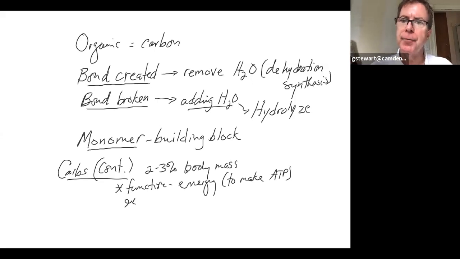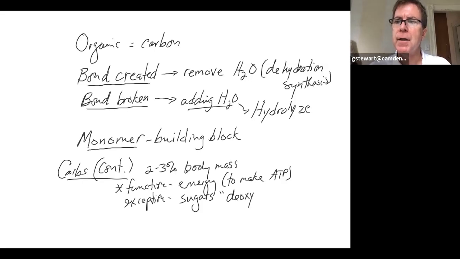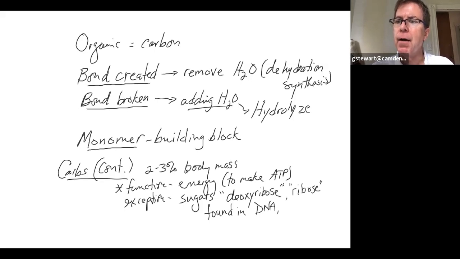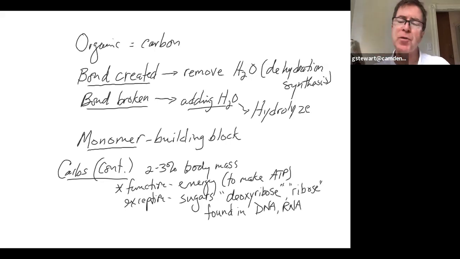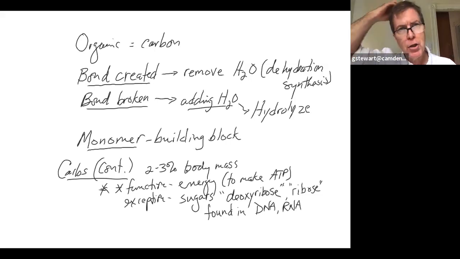But there's an exception. And the exception to this carbohydrate energy function rule is there are sugars, and they are called deoxyribose and ribose. Those are just two simple sugars. And they are found in our genetic material. So they're found in DNA and RNA. And they have structural functions, not necessarily energy functions. So that's just an exception, but pretty much all other carbohydrates' purpose or function is to create energy.